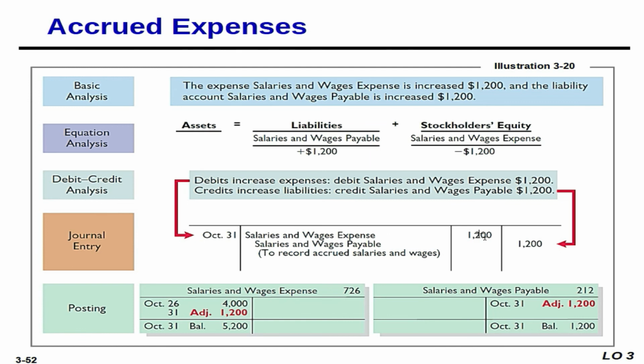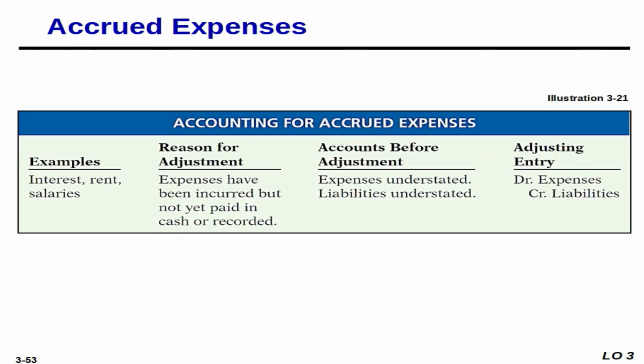Here we have salaries and wages expense. If you don't have salaries and wages expense in the ledger as an account, then you open up a new salaries and wages expense account, and then you just transfer it, okay? In this case, it was an adjusted entry, a debit, and you have a new balance. Same for wages payable. Then accrued expenses is the final piece. Finally, we have examples: interest, rent, salaries, and the reason for the adjustments.